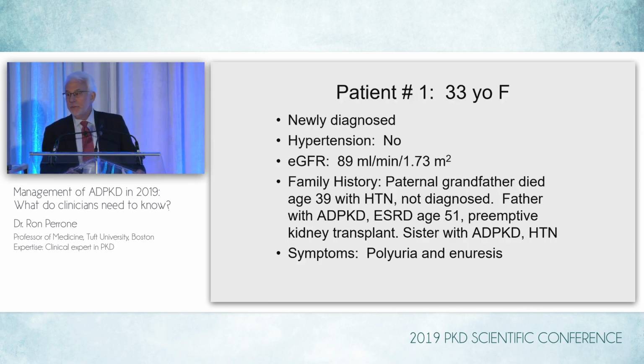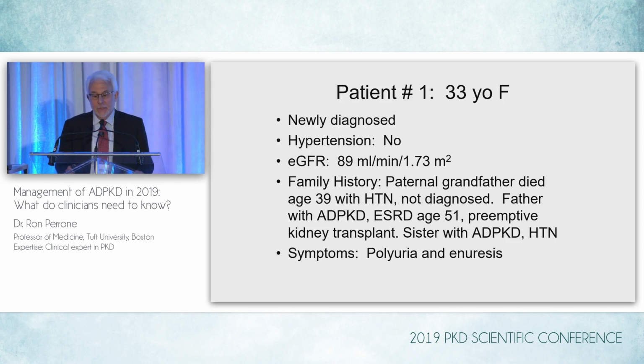So let me take you through some patient examples. Patient number 1 is a 33-year-old female. She's newly diagnosed. She does not have hypertension. Her GFR is almost normal. It's 89 mLs per minute per 1.73 meters squared. And she has a strong family history for ADPKD.